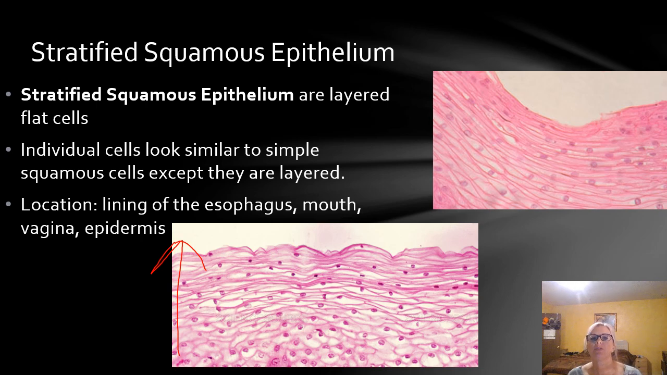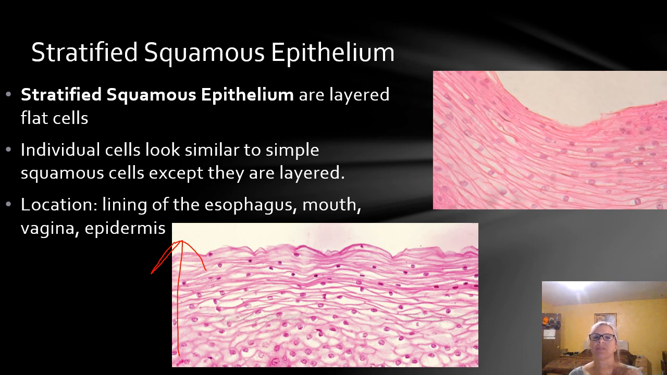So looking at these pictures, you can see that there are multiple layers of very, very flat looking cells, especially at the top. They're very flat. You will find this anywhere that you need protection from things like abrasion, that keratinized layer that we saw. They're getting squished up and they're forming a protective layer.